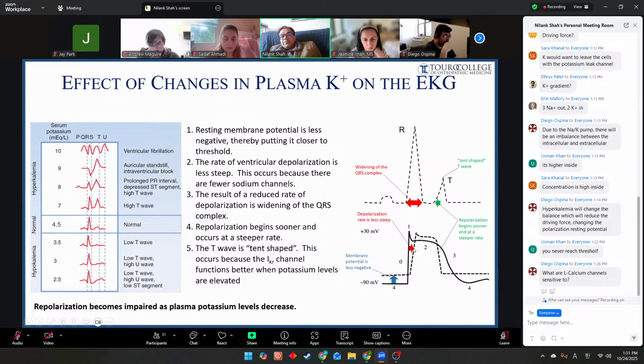Now, what would happen? Look at this. This is ventricular depolarization, phase 0, right? It is less steep. Now this is the EKG. It corresponds. Which part of the EKG represents ventricular depolarization? QRS. So what would happen to the QRS? Will the duration of the QRS be increased, decreased, or the same?